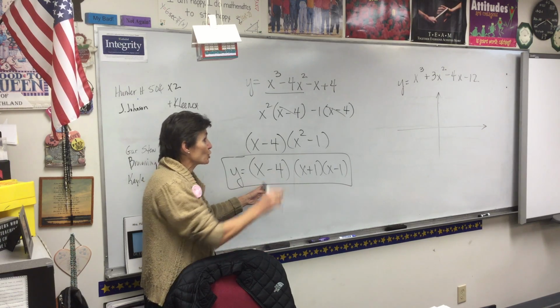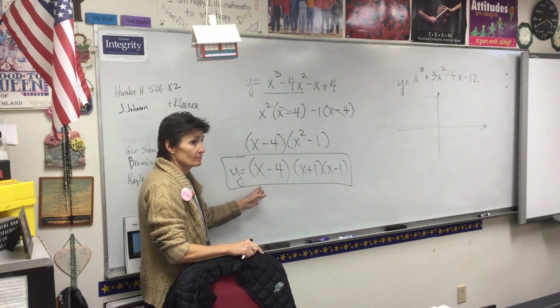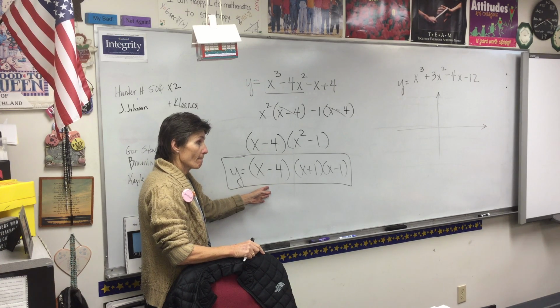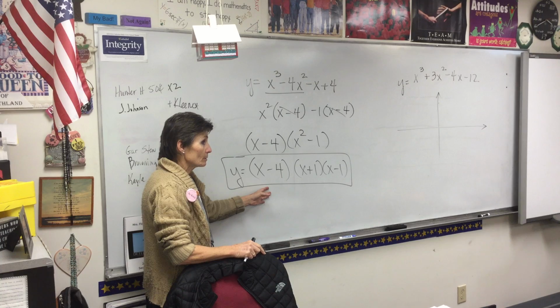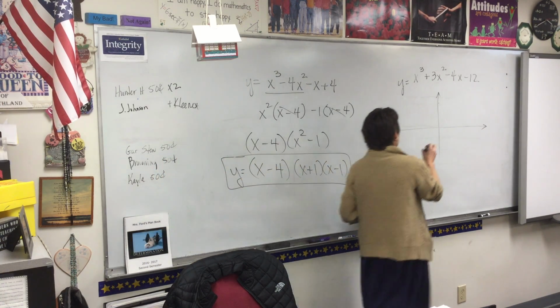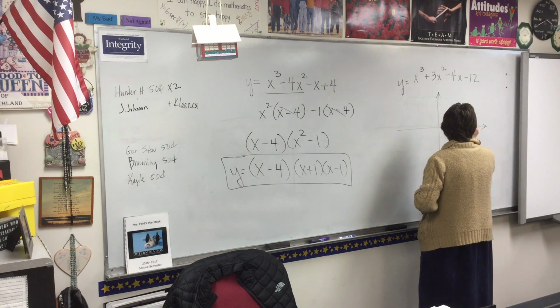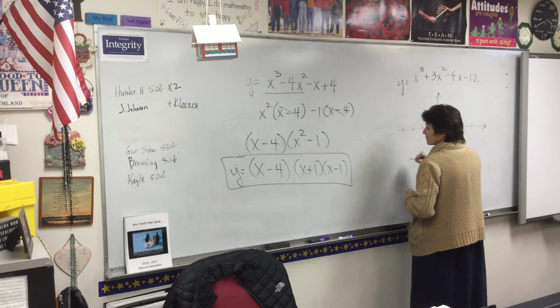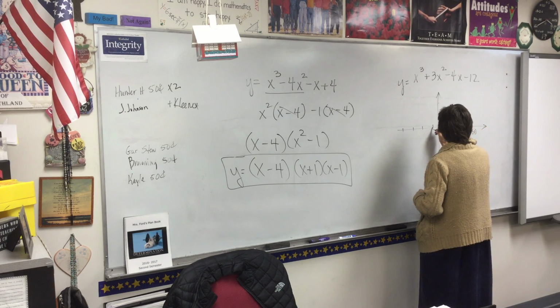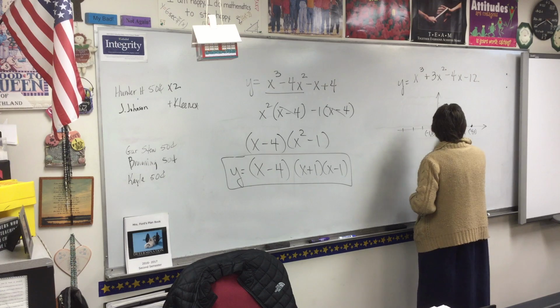Because now it looks just like the other ones we did, right? So what do we do? We put some dots on our number line, or on our grid here, our x-axis. Where will the dots be? At positive 4, negative 1, and 1.